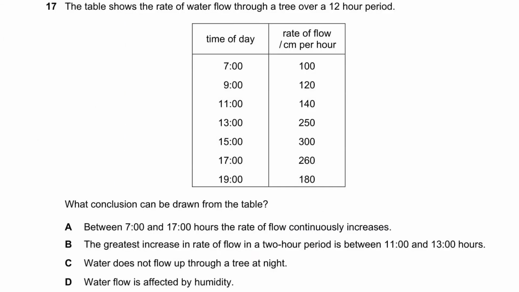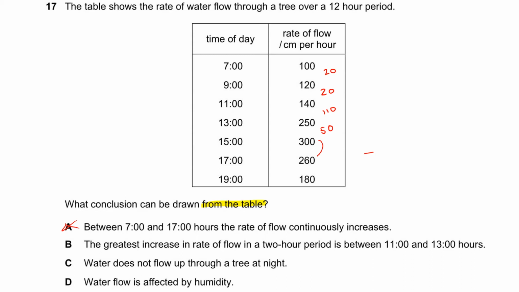Question number 17 says the table shows the rate of water flow through a tree over a 12-hour period. What conclusion can be drawn from the table? Option A says between 7 and 17 hours, the rate of flow continuously increases. This is wrong because between 15 and 17, it actually decreases. Option B says the greatest increase in water flow in a 2-hour period is between 11 and 13 hours. For this option, you need to find the difference between the times of the day.